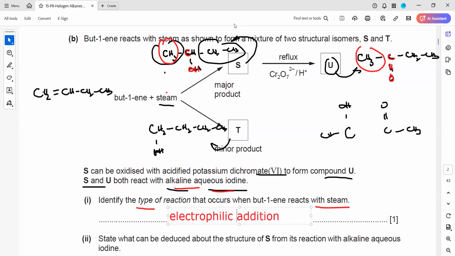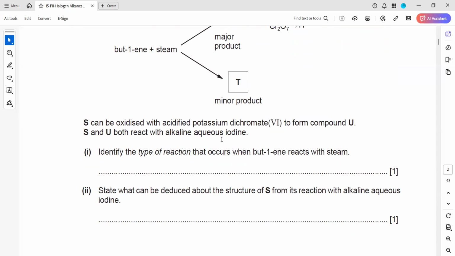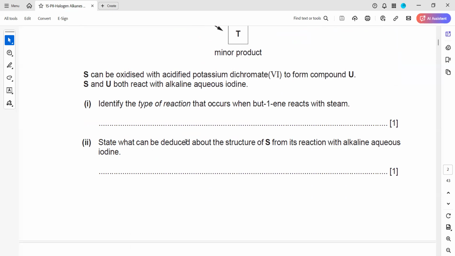State what can be deduced about the structure of S from its reaction with alkaline aqueous iodine.